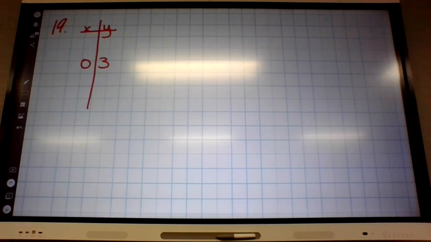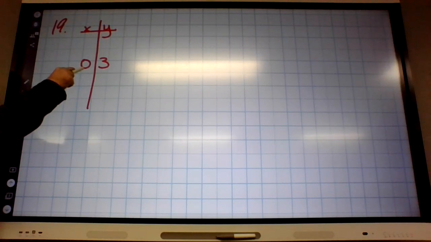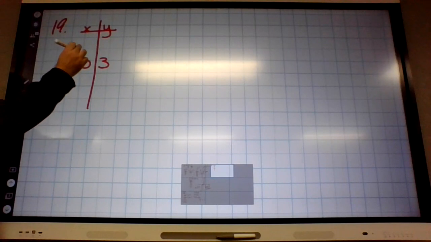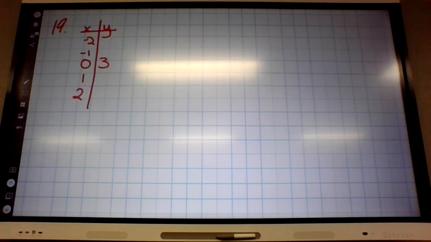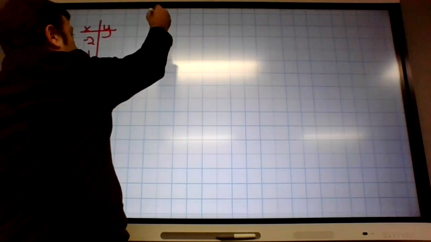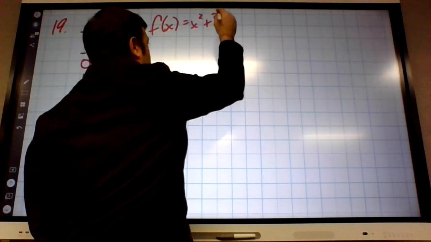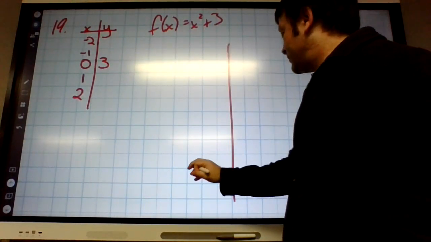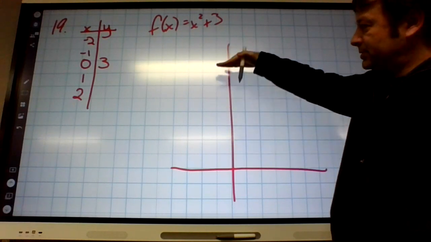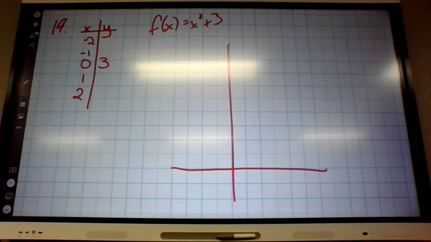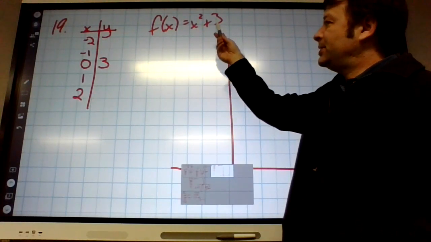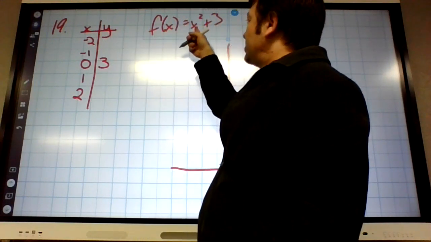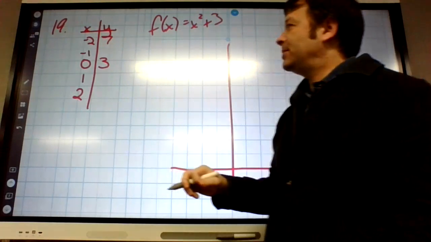Okay, for my other 4 points, I'm going to use x coordinates that are close to my vertex. So I'm going to use what's close to 0: negative 1, negative 2, positive 1, positive 2. That should center our graph around the picture. Even before we draw this graph, the plus 3 is up 3, right? So we should expect the graph to be up 3. And parabolas go up like that normally, right? Okay, so I need to find my other points. Negative 2 squared plus 3 is what? Negative 2 squared is 4 plus 3 is 7. So our graph needs to go up at least to 7.